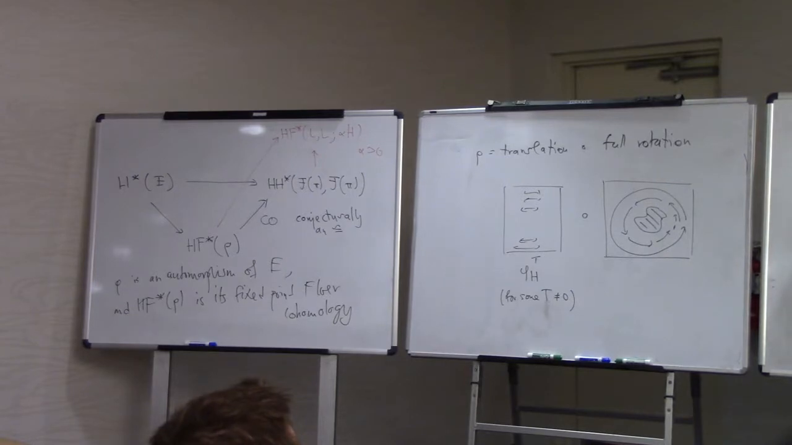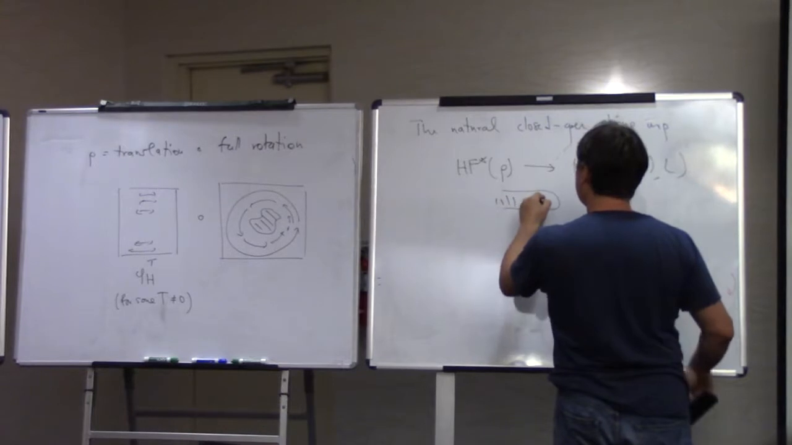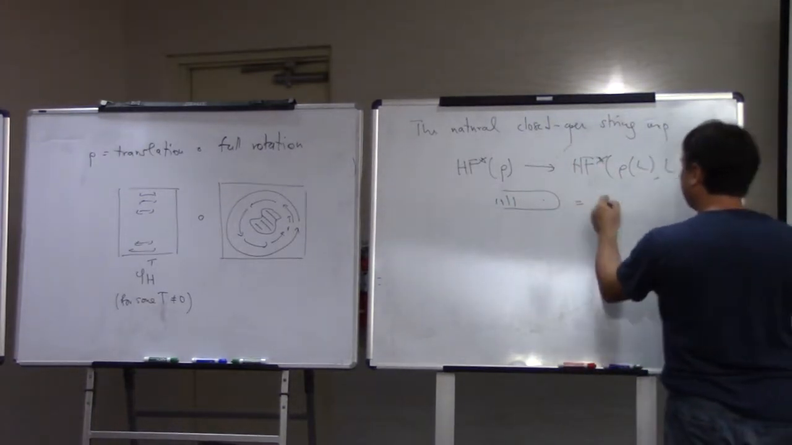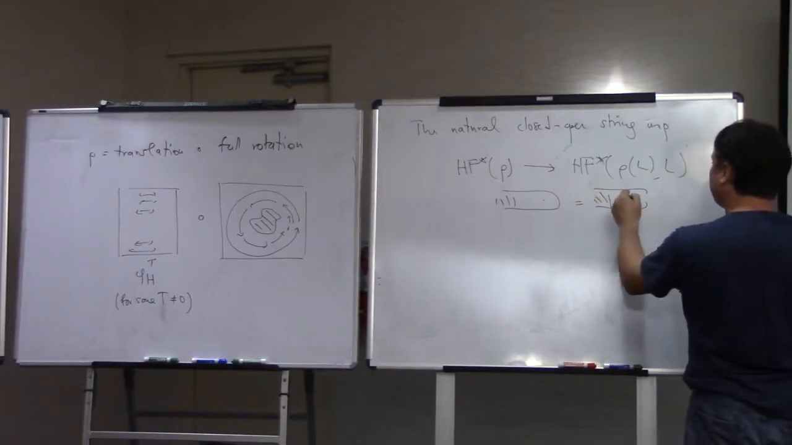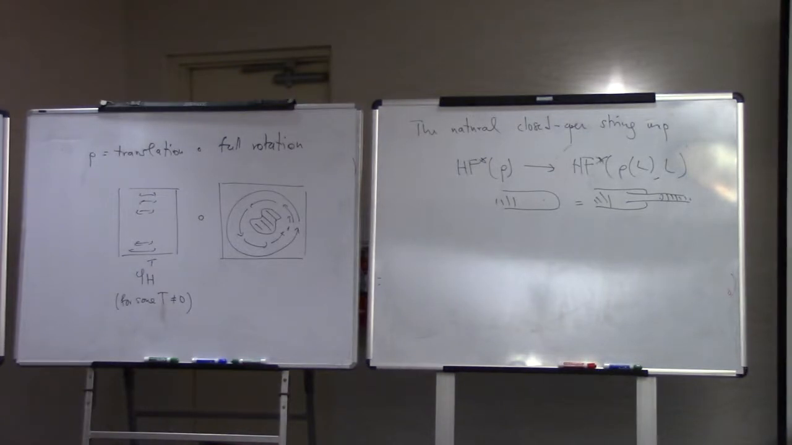The natural closed-open string map in Floer cohomology is the following thing. You have any symplectic morphism and you map it to this one here. Geometrically, this is induced by a disk with a puncture, or if you like, an open string output and a closed string input. So this is the Lagrangian Floer cohomology.